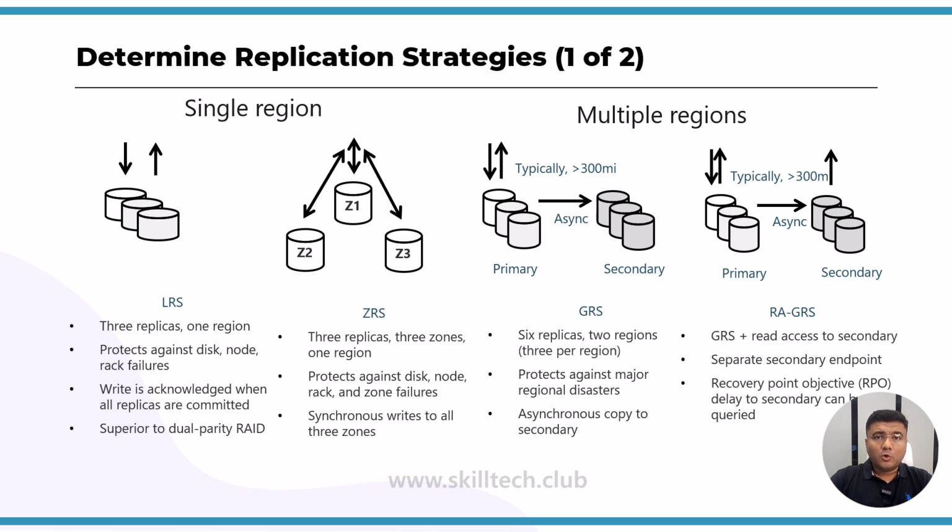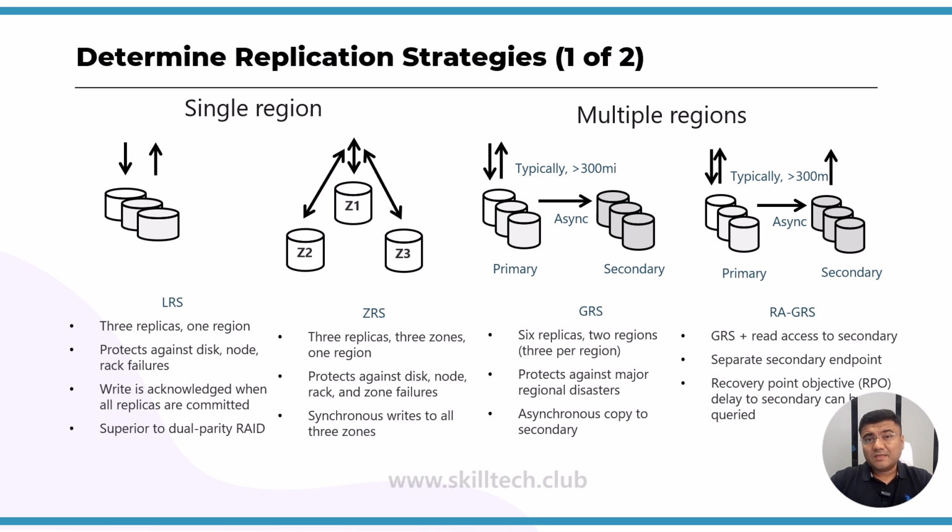But if a whole data center or a zone fails, then you cannot access your data. In that kind of scenario, you can go with ZRS, where you're going to have 3 replicas of your data in one single region, but the replicas are distributed across all 3 zones. This way, even if you have a zone failure or a rack failure or node failure, your data will still be safe because it's stored and copied into another zone of that same region.